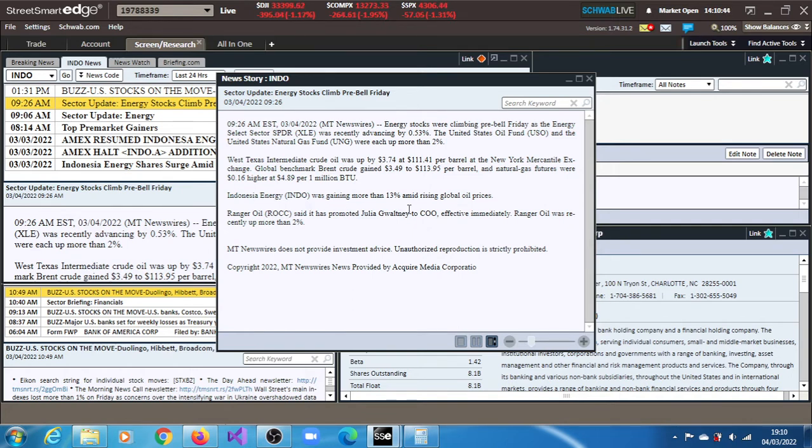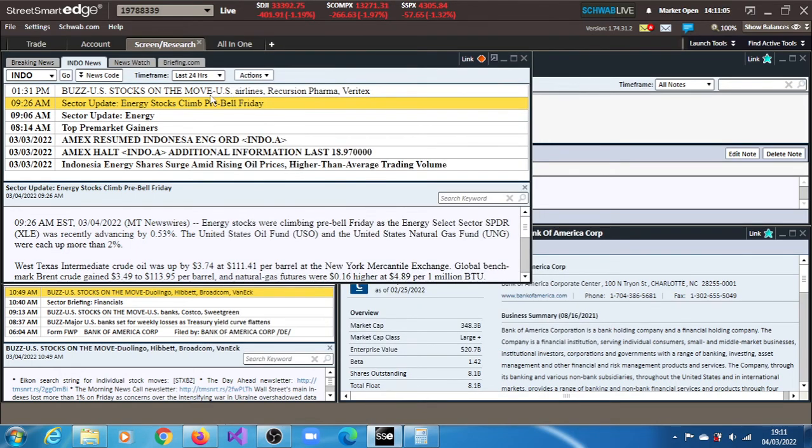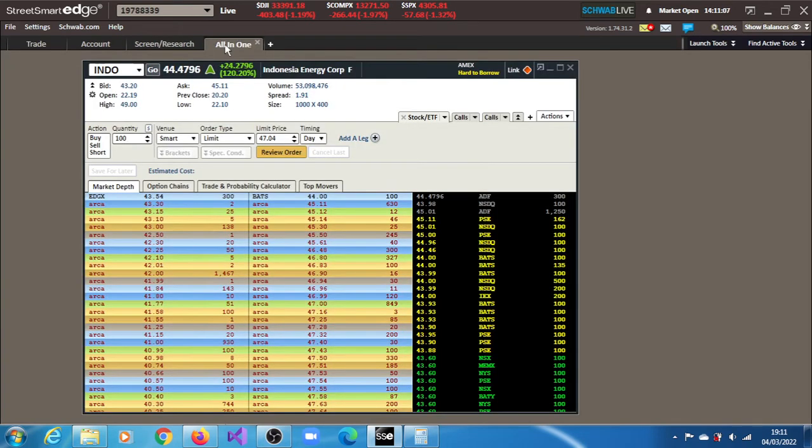INDO stock was gaining 13% amid rising global oil prices. Ranger Oil said it promoted Junior Guanelti to CEO effective immediately. Ranger Oil was recently up more than 2%, so that's the news there. So INDO was up 13% in the pre-market session.